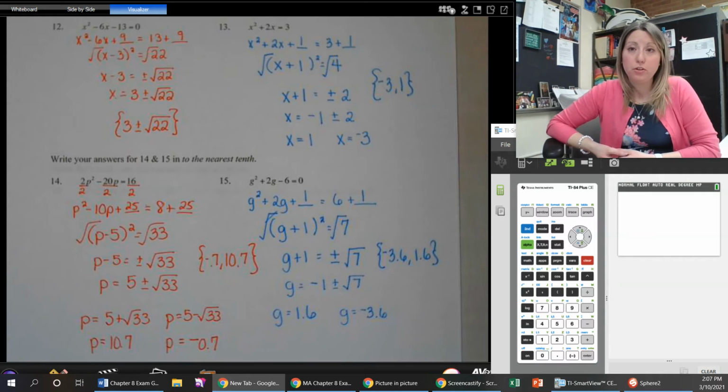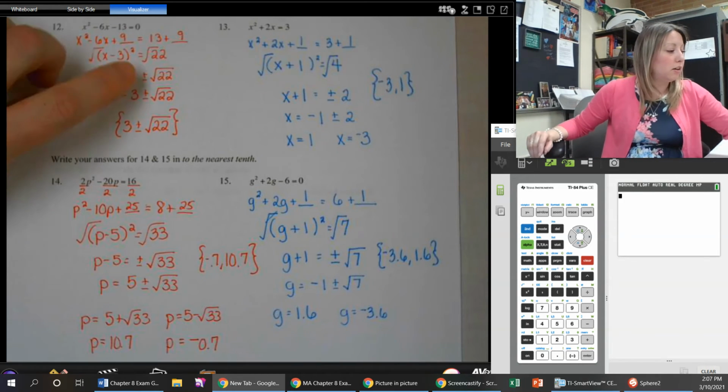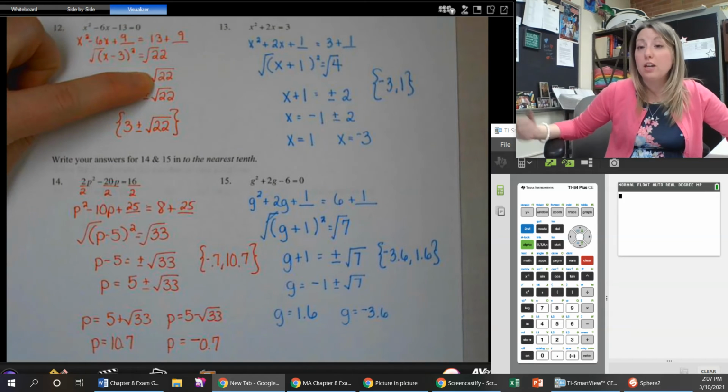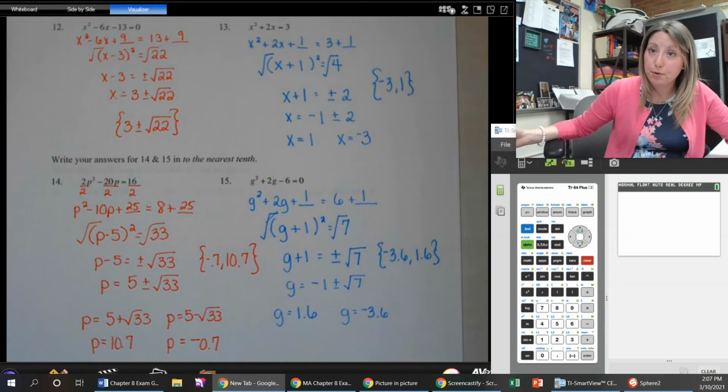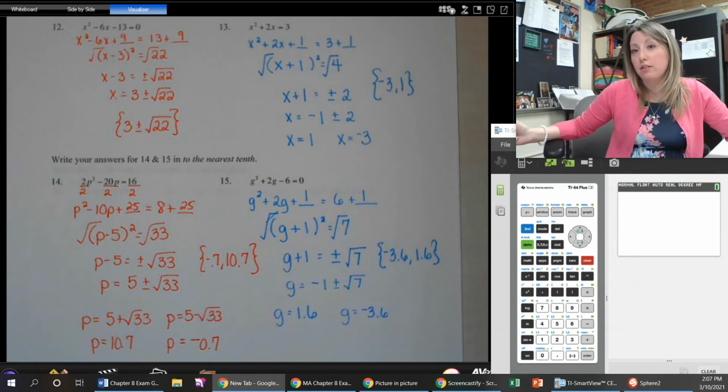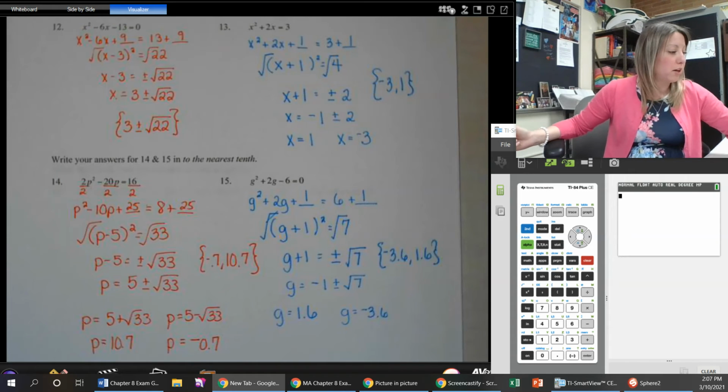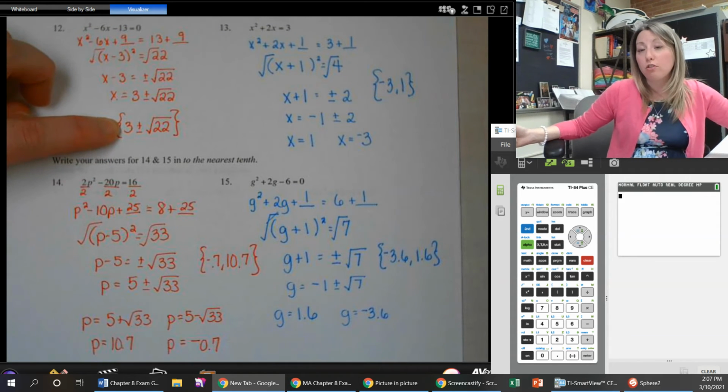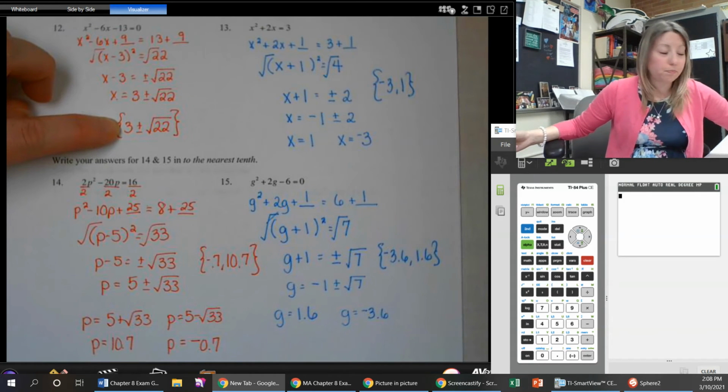22 is not a perfect square, and it is not evenly divisible by a perfect square. So when I encounter radical 22, it will not simplify any further. So I just subtract that 3 over and put it in front of the plus and minus. Remember that this is two irrational answers. It's 3 plus radical 22 and 3 minus radical 22.